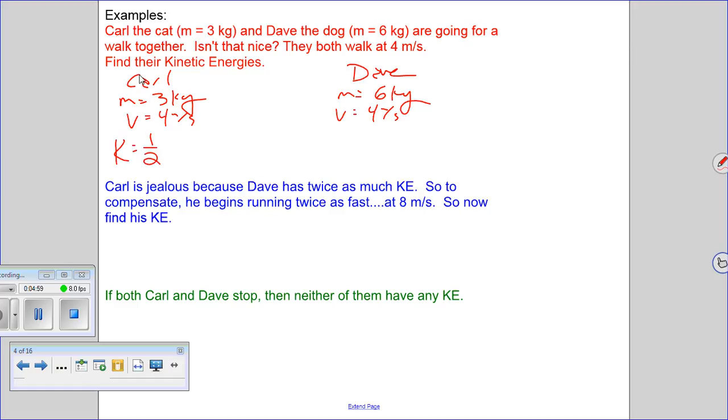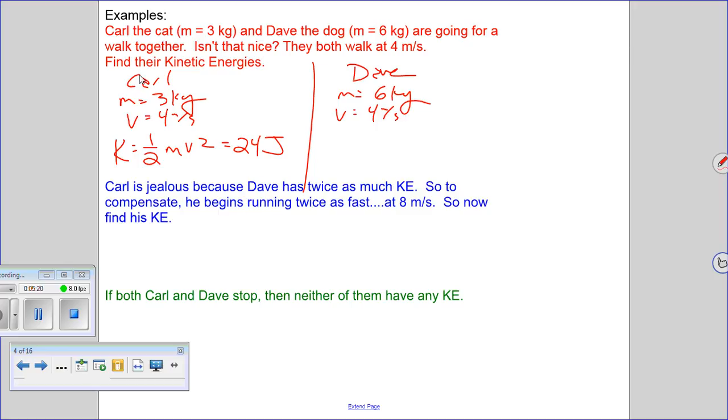So kinetic energy is 1/2 mv squared. Plug in your numbers: your mass is 3, your velocity is 4. So you end up getting 24, and the units do work out, right? You're going to have kilograms times, when you square your velocity, meters squared per second squared, so you do get joules.